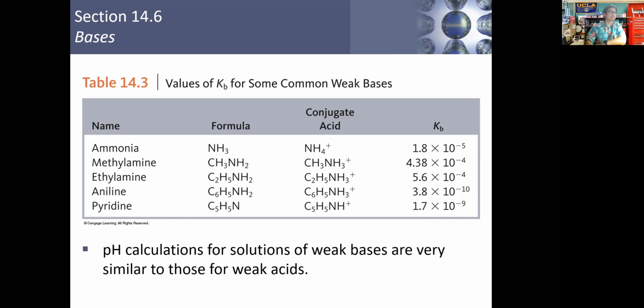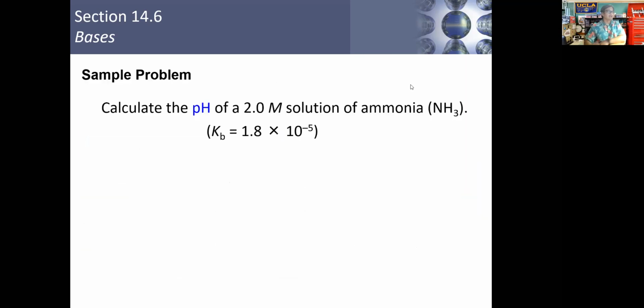Okay, so let's go ahead and take a look at an example. We have a solution of ammonia. The first thing you want to do, just like with the weak acids, is write down and identify the processes that are occurring that will generate the hydroxide ion concentration.